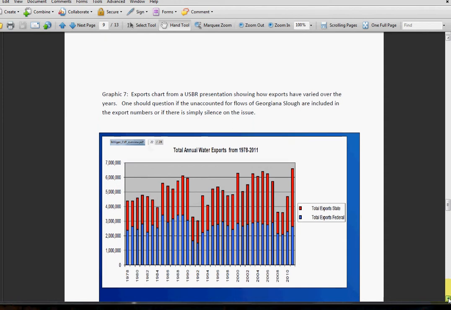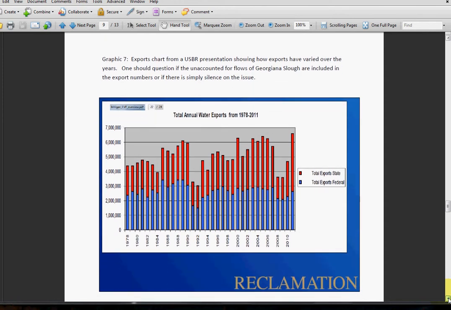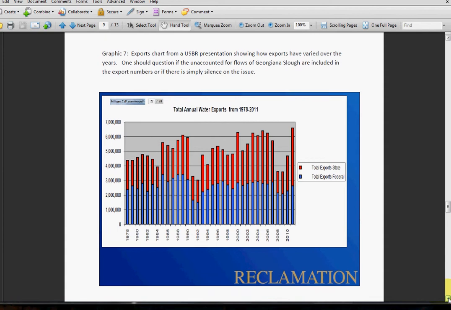So I wanted to show you another chart. This is from a USBR presentation. And you know that if you look at the Bay Delta Conservation Plan export charts, they stop at 2009.